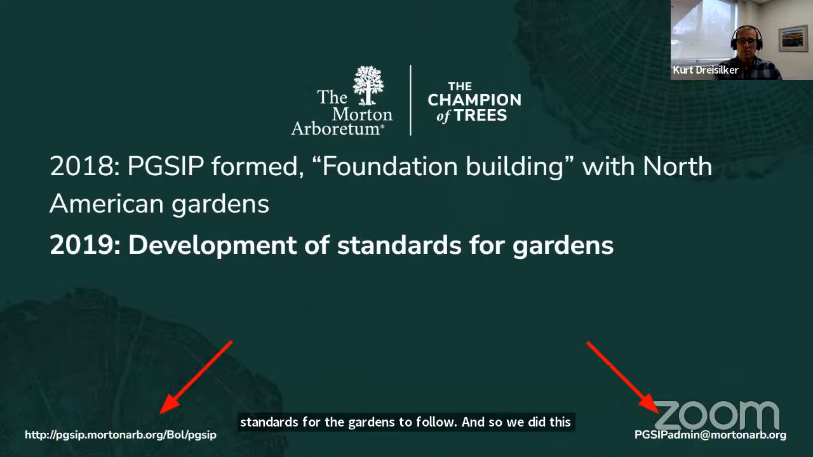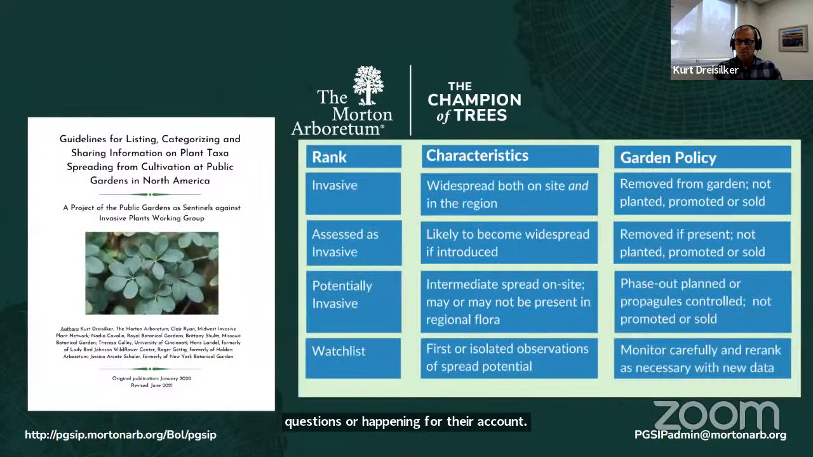Here's the URL on the bottom left, and then an email address that you can send messages to if you have questions or any further comments. I'll leave those on the bottom of the screen so you can see them. But here's just a couple images of those guidelines in the image on the left. You can download those from the website.